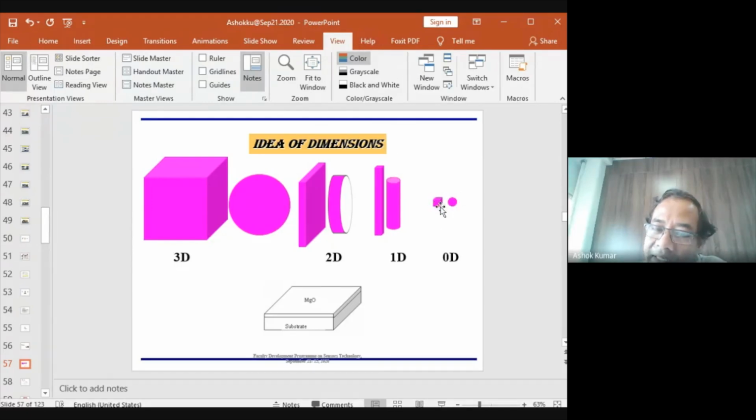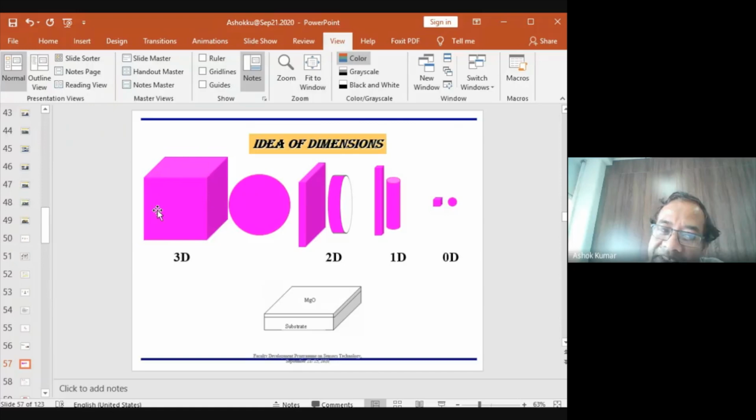So when this quantum confinement effect is in one dimension, you have a thin film. When it is in two dimensions, it is a nanowire, nanorod, or quantum wire. When all dimensions are confined, it is called a quantum dot. So what do you mean by confinement?